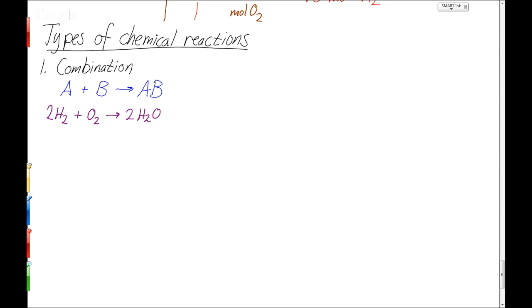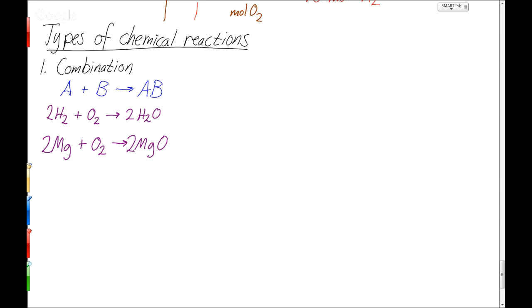So you've got two reactants that come together and make one product. That's called a combination reaction. The one we're going to do on Wednesday is this one. Magnesium and oxygen. Magnesium burns in oxygen to make magnesium oxide.